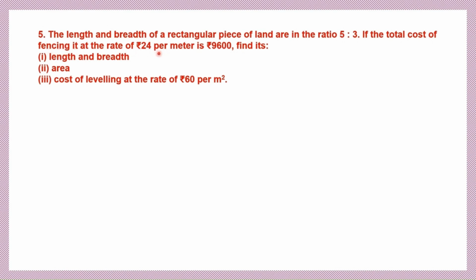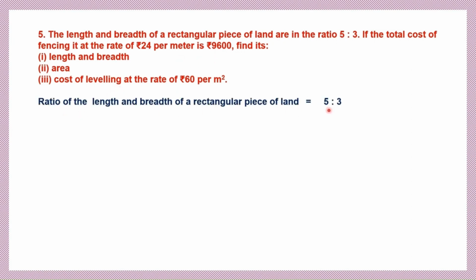So that means the perimeter, when you multiply it by the rate, you get this. So perimeter is not given to us. Length and breadth are not given to us. But we have to find length and breadth, area, and then cost of leveling. So we have to always make use of what is given to us first. So let's write what's given to us.